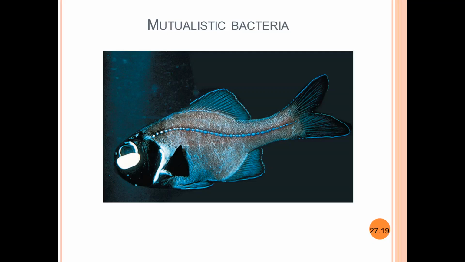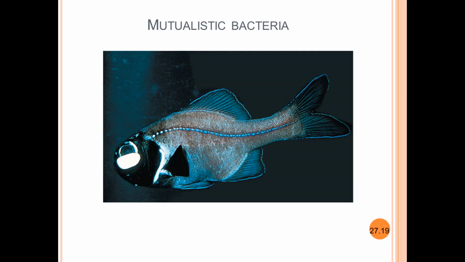Bacteria have many different types of ecological interactions. They can be mutualistic, as shown here on the screen. I'll come back to that in a second. They can be commensalistic, and they can be parasitic or pathogenic. This one is what is called a flashlight fish. The flashlight fish has this big spot by its eye, and there are lots and lots of bacteria living in this area, and they have the ability to bioluminesce.